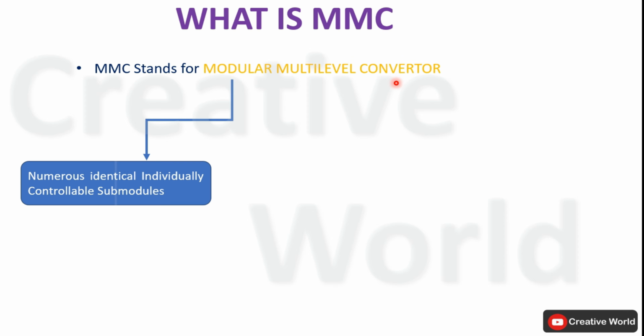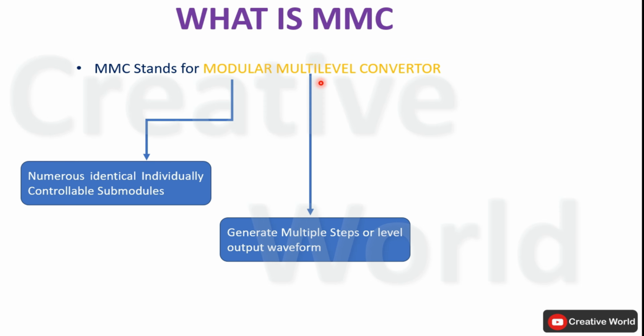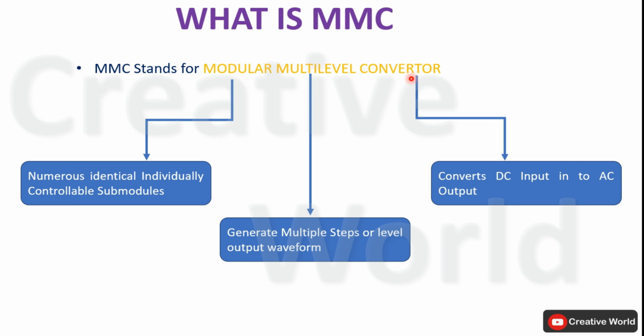Modular stands for numerous identical, individually controllable submodules. It means this type of converter will have multiple identical submodules, each with its own individual control. The second word, multilevel, indicates that the output of this converter will have multiple steps or levels. And the third word, converter, indicates that this converter is used to convert DC into AC. For now, we just have to remember the meanings of these three words. In the upcoming part of the video, we will learn deeply about these three terms.